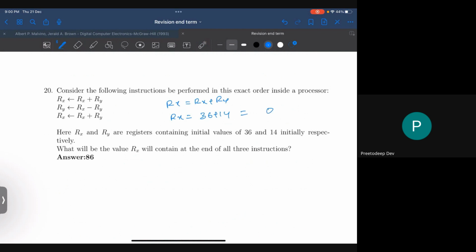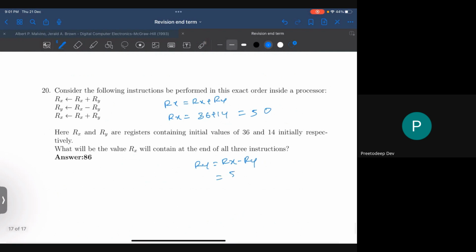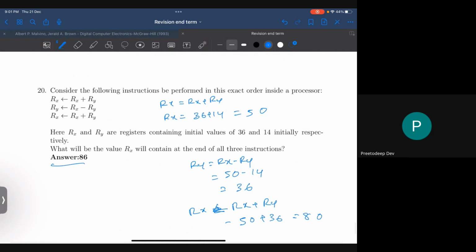So it will be 50. Then Ry is Rx minus Ry, so 50 minus 14, it will be 36. Rx equal to Rx plus Ry, so 50 plus 36, it will be 86. So the answer will be 86. Up to that is clear.